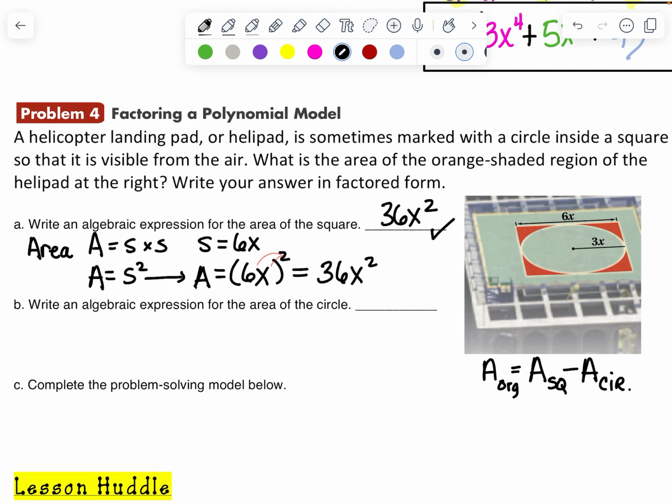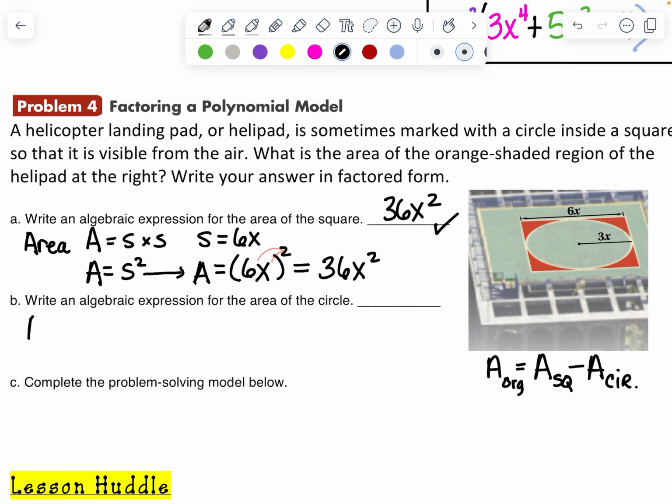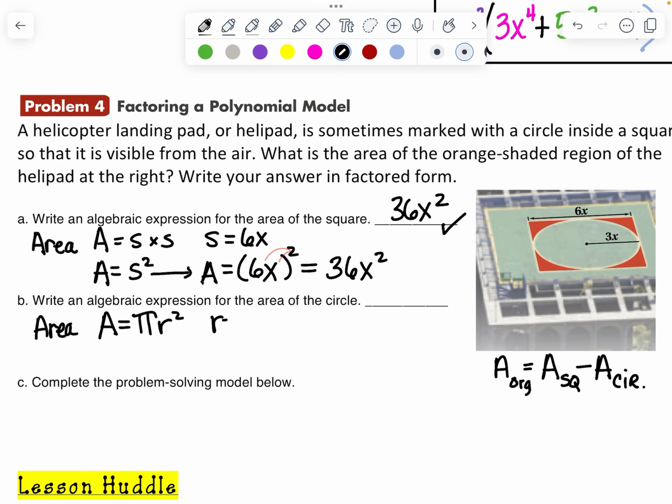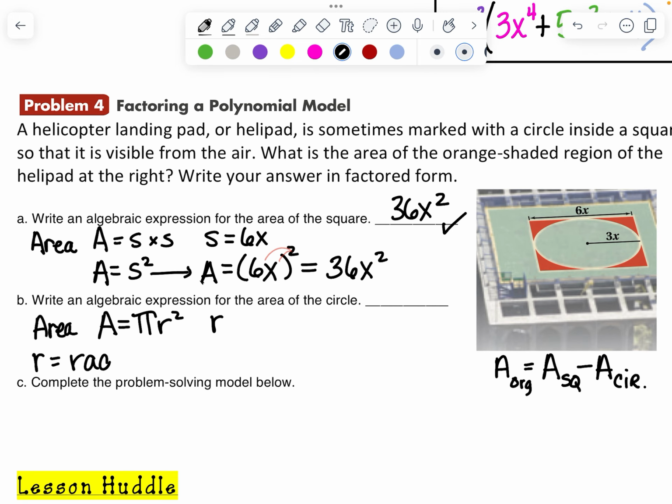Now the next one says write an algebraic expression for the area of the circle. So the area for a circle is pi times r squared. And that just means pi times r times r. So then what is r? R is the radius. I didn't say S was the side on the last one, but R is the radius. So R is equal to 3x, right?